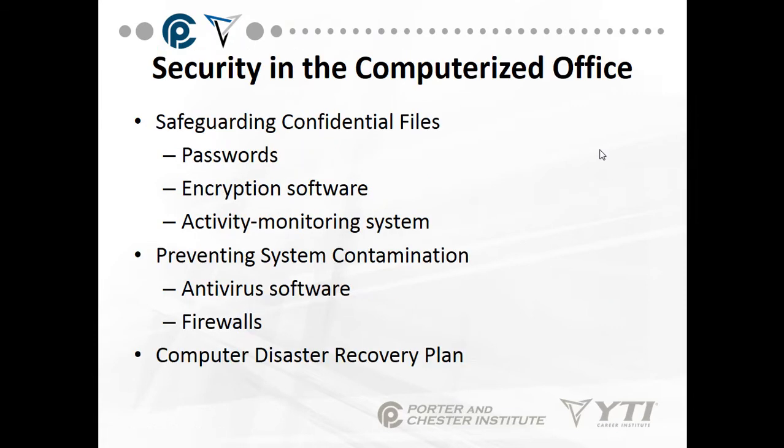Security in the computerized office, and this is part of the high-tech policy, which is part of the electronic security safety for HIPAA. You have to safeguard confidential files. How do you do this? By using passwords, by using encrypted software when you email a patient record to another physician, and activity monitoring system. So once you sign on to your computer at work, there is a background system that's monitoring how many times you're signing on, where you're signing on, and what you're looking at. Preventing system contamination. We use antivirus software like Malwarebytes and firewalls. And we have a computer disaster recovery plan in place.